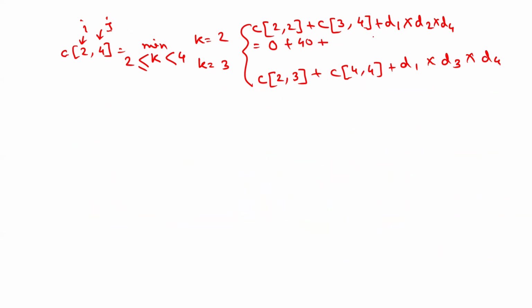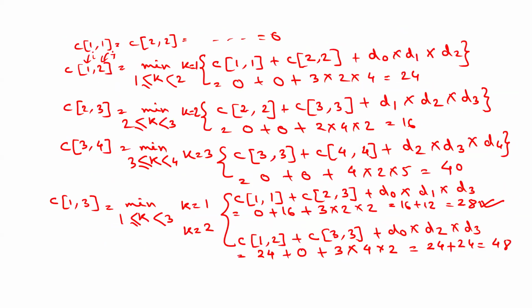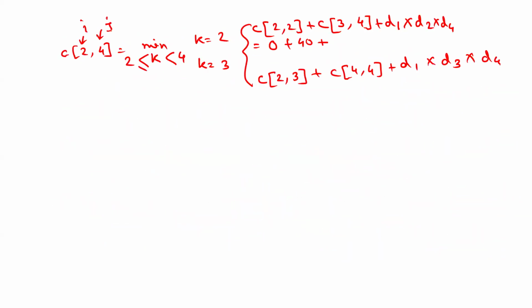Plus d1, d2, d4. Check the dimensions. d1 is 2, d2 is 4 and d4 is 5. So 2 cross 4 cross 5, that is 40. 40 plus 40 that is 80. Similarly, calculate C23.